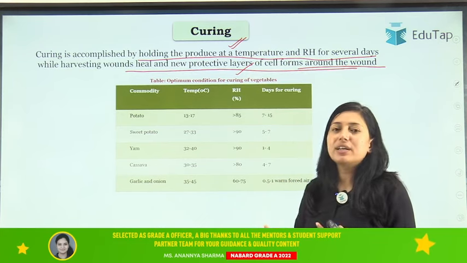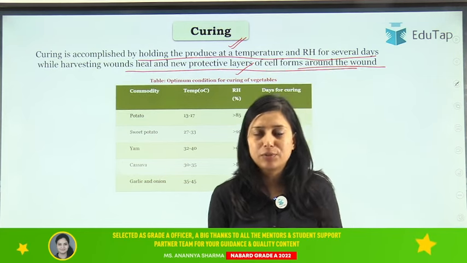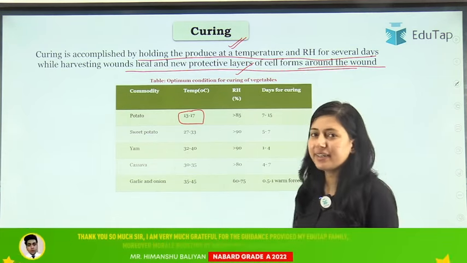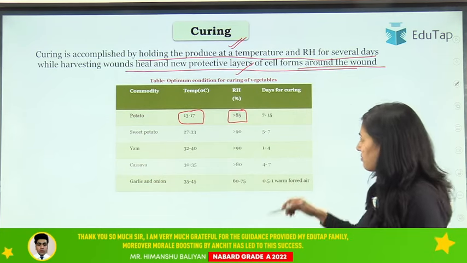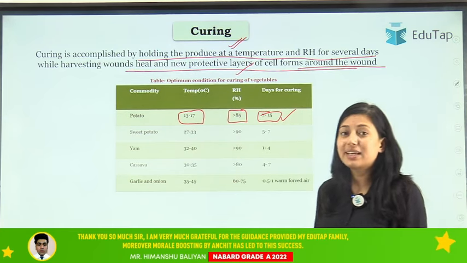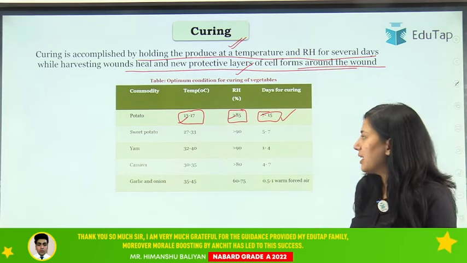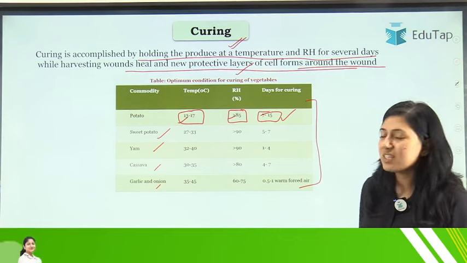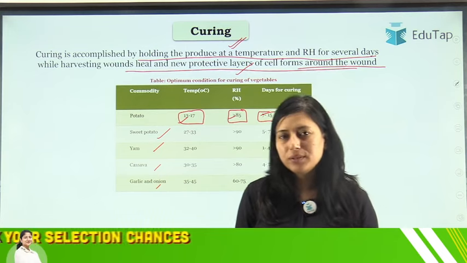Now, different commodities are kept at different temperatures and different relative humidity. For example, in potato, you can see that the temperature is 13 to 17 degrees Celsius and relative humidity is kept more than 85%. Then days of curing is 7 to 15 days. So it is kept for 7 to 15 days at this temperature and relative humidity. Similarly, for sweet potato, yam, cassava, garlic and onion, these are the temperature, relative humidity and curing days for which they are kept. Now I hope this is clear to you.